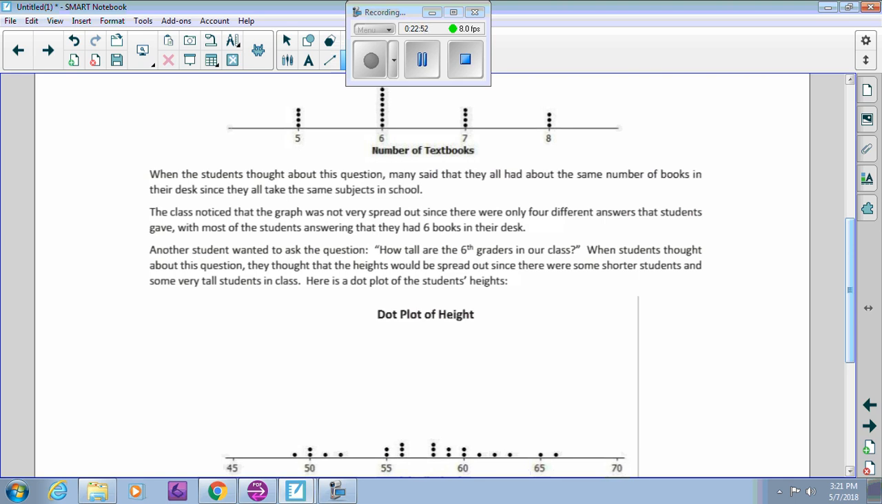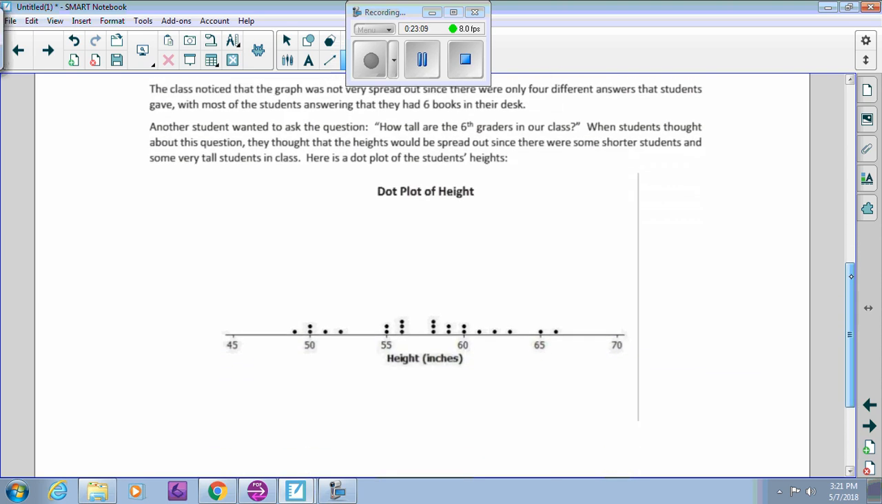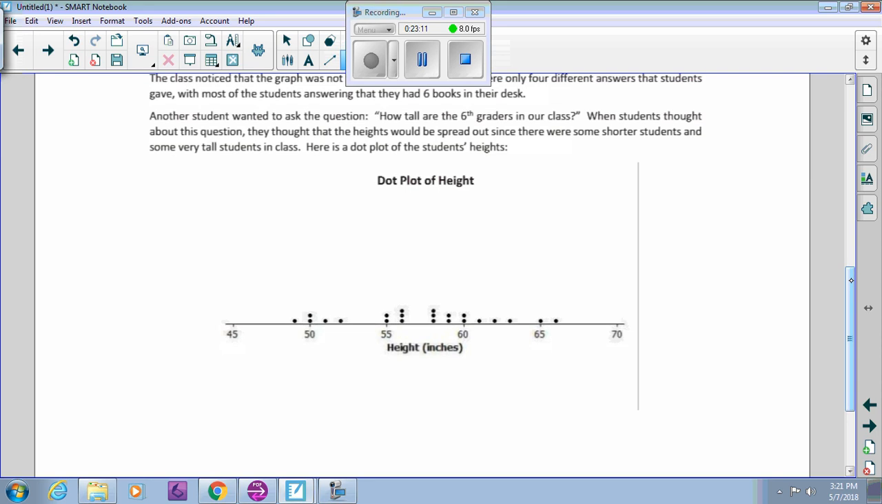Another student wanted to ask the question, how tall are the 6th graders in our class? When students thought about this question, they thought that the heights would be spread out since there were some shorter students and some very tall students in class. Here is a dot plot of the students' heights as measured in inches. So we've got, again, the title dot plot of height. We've got 45 up to 70, and we notice that this person's using a consistent scale of 5.